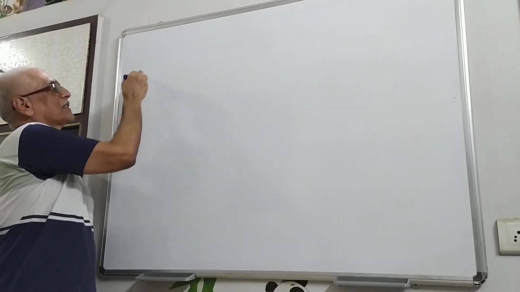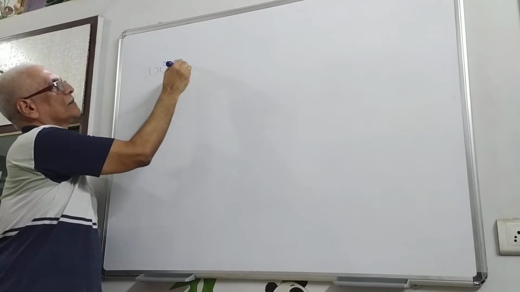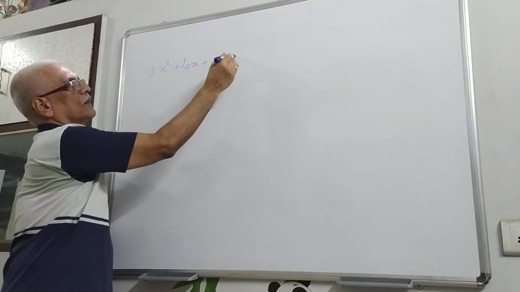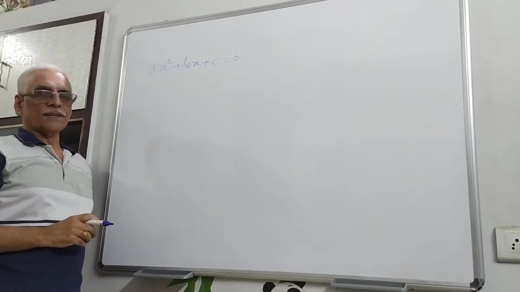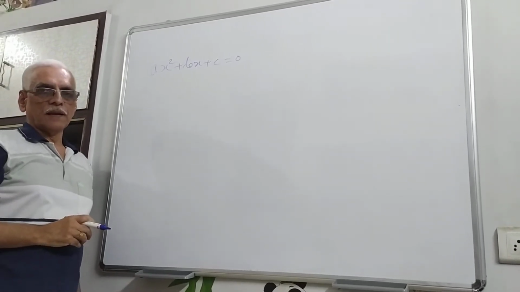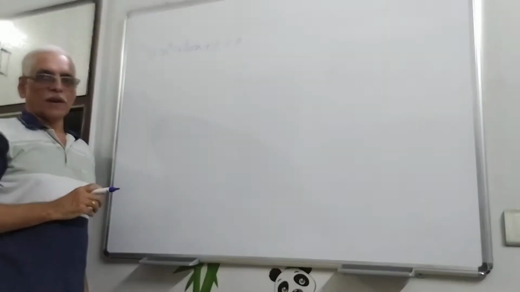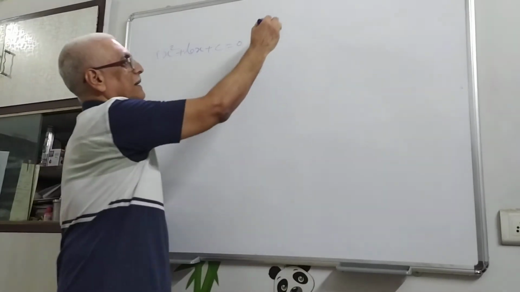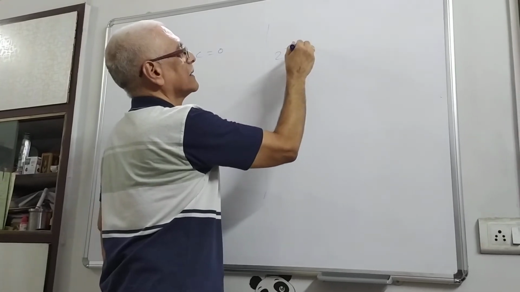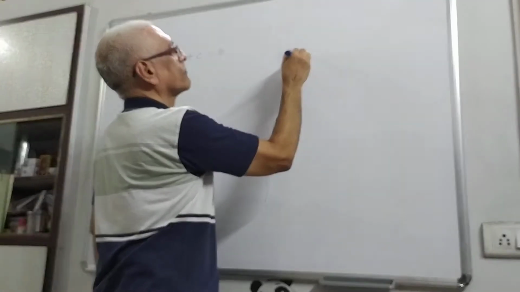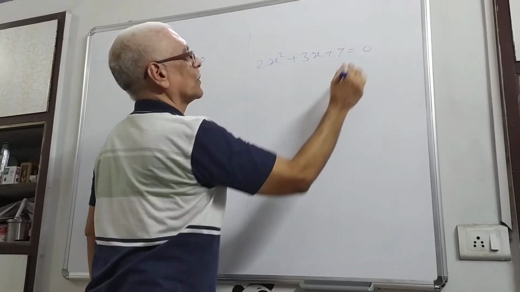We have seen that a general quadratic equation is ax square plus bx plus c is equal to 0. Also we have seen how to solve this quadratic equation by factorization method. Today we are going to see how this can be solved by completing square method. So for example, let us take 2x square plus 3x plus 7 is equal to 0.